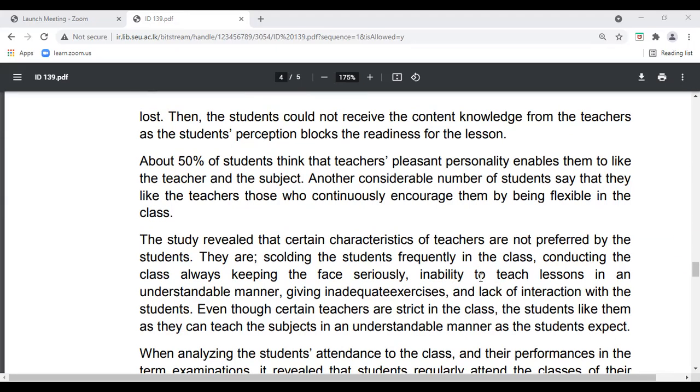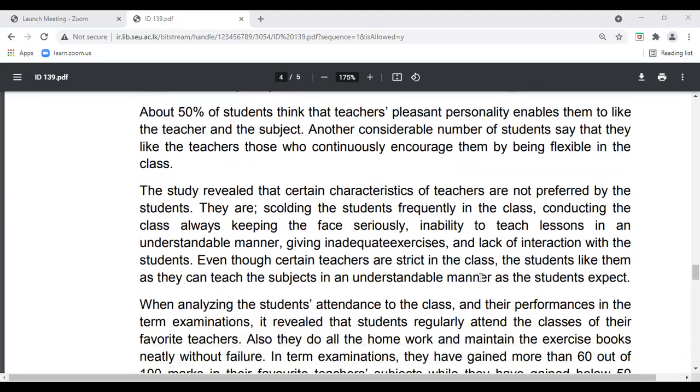The study revealed that certain characteristics of teachers are not preferred by the students. They are scolding the students frequently in the class, always keeping a serious face while conducting the class, inability to teach lessons in an understandable manner, giving inadequate exercises, and lack of interaction with the students. Even though certain teachers are strict in the class, the students like them, as they can teach the subjects in an understandable manner as the students expect.